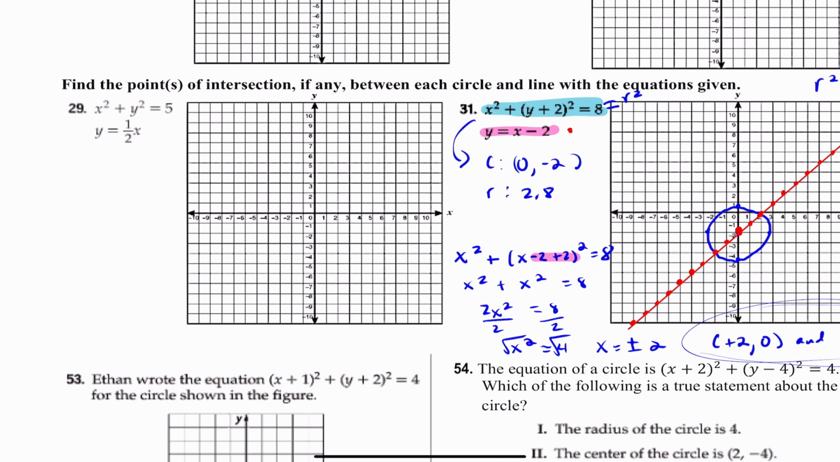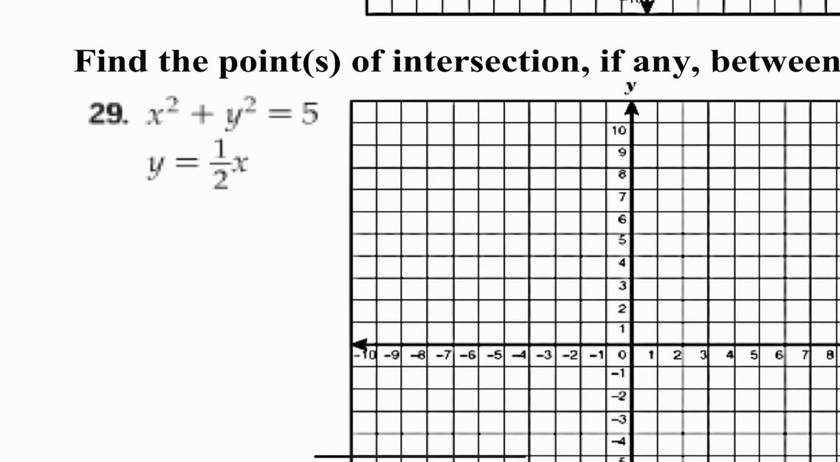Oh, I just want to look at number 29 real quickly. It says we have two equations, and we need to find the points of intersection. One of the equations is x squared plus y squared equals 5, and the other equation is y equals 1/2 x. Now, in class, we were able to plug things in easily because we had a variable equal to some sort of whole number or whatever. But this time, we have a variable equal to a fraction. So y is equal to 1/2 x.